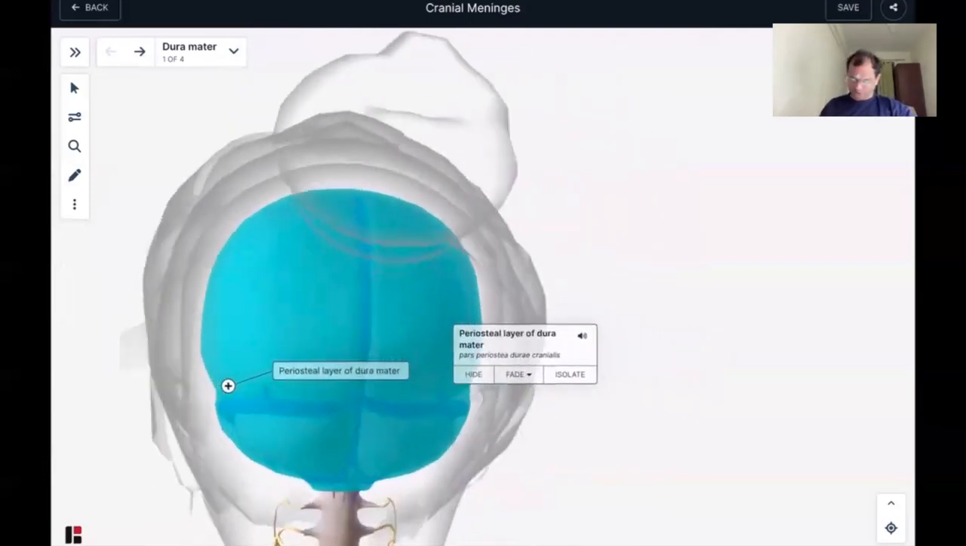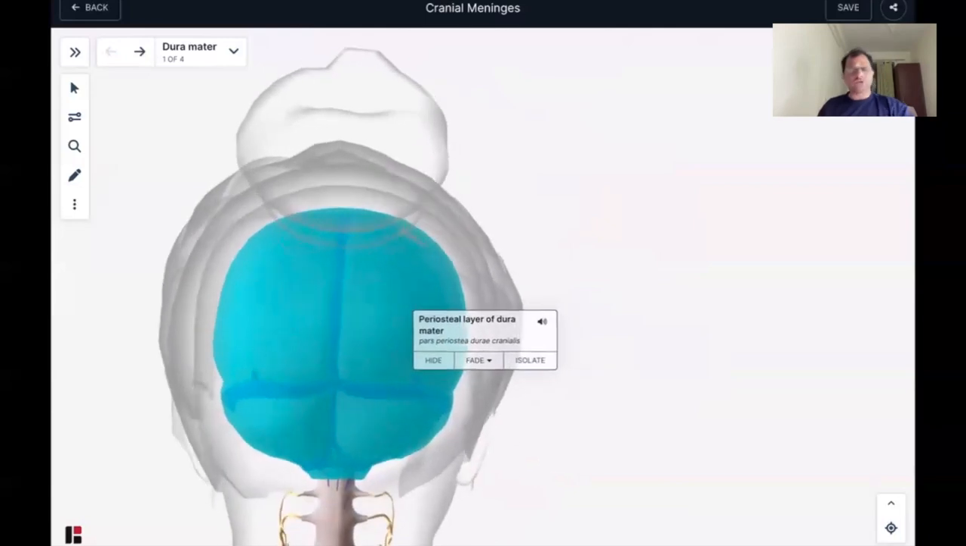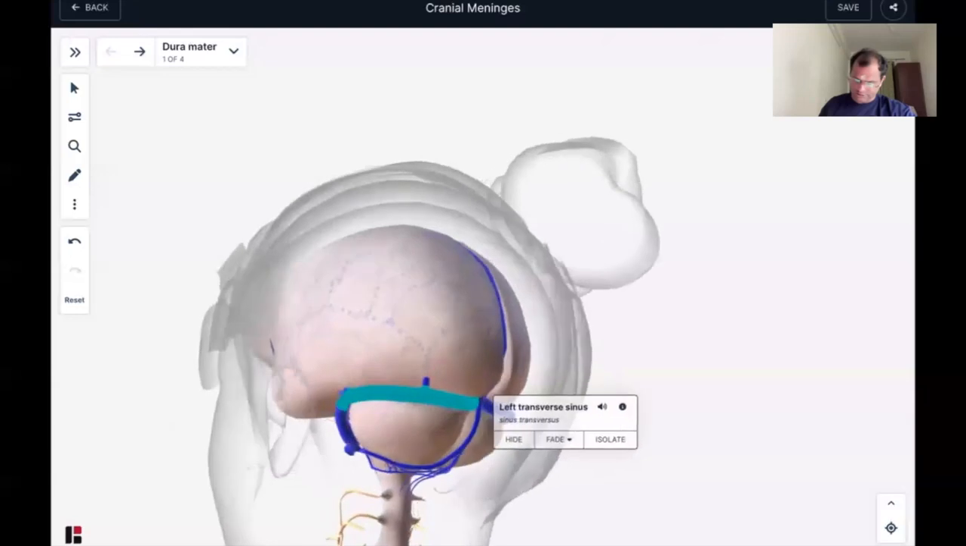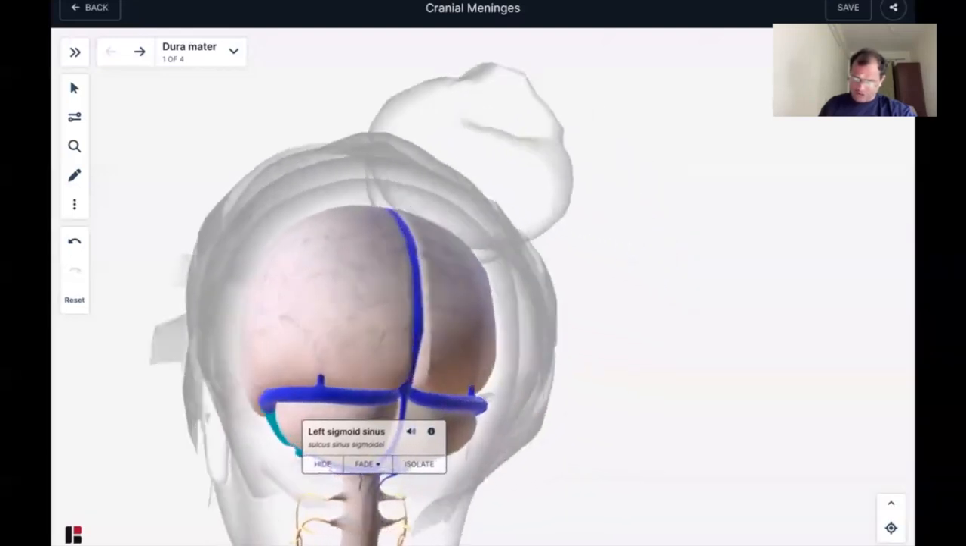Fine. Can you see any venous sinus here? Can you see any veins here? No, we can't see any vein. But as soon as we remove this, now we can see, wow, this is the superior sagittal sinus. This is the transverse sinus.